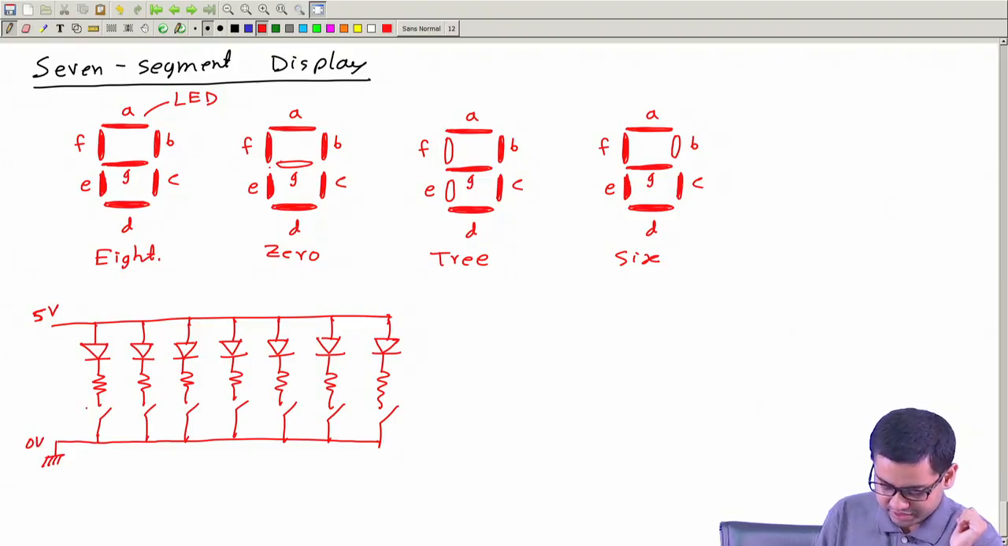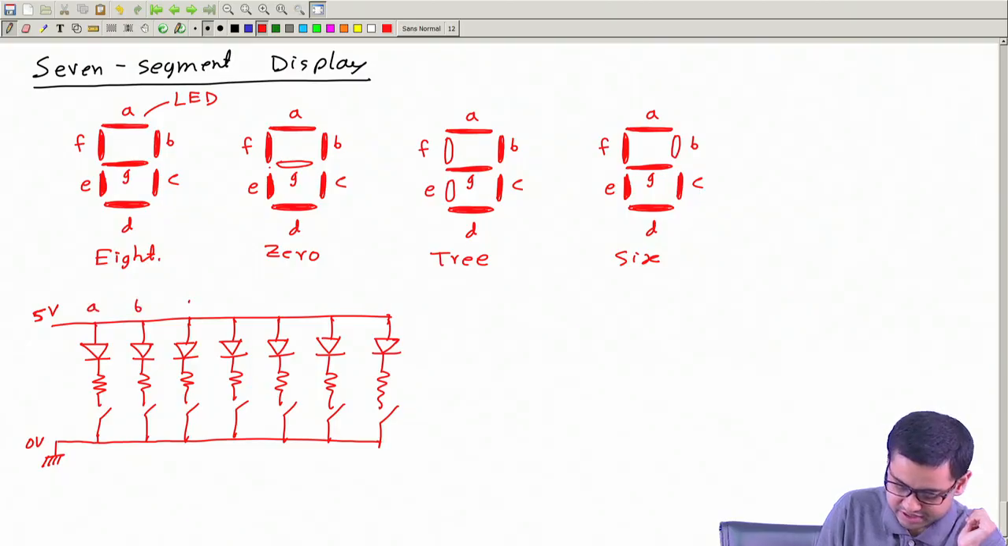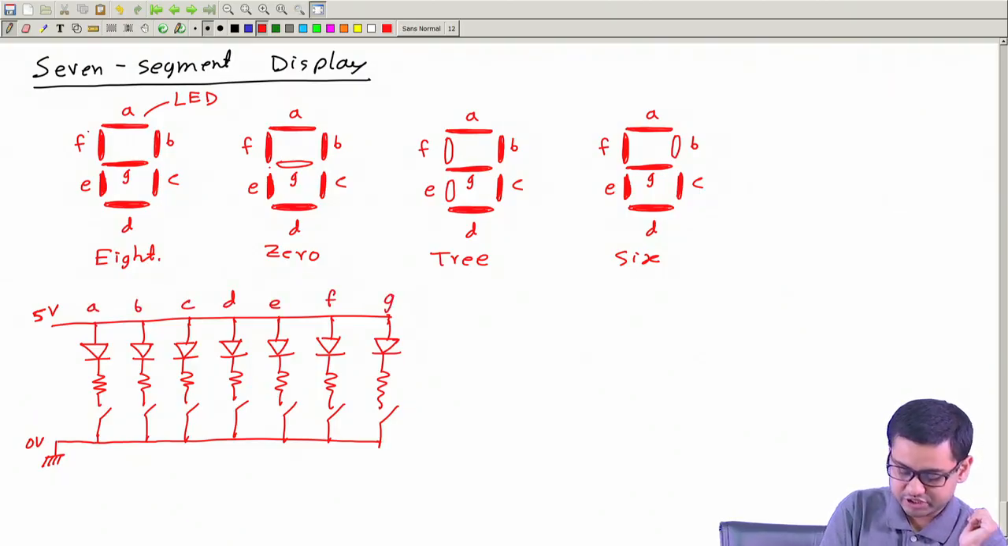Okay, so now what happens if I connect this switch, then this LED will glow. Similarly, by connecting these switches, I can choose which LEDs to glow and which to not. So call these A, B, C, D, E, F, G.